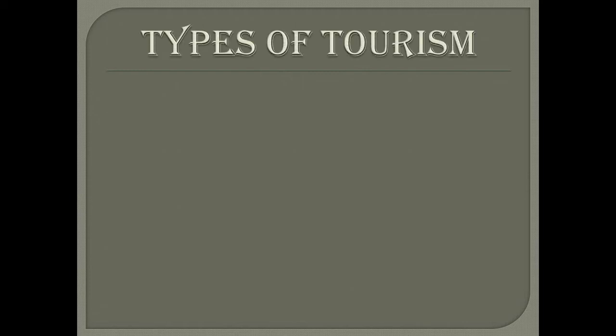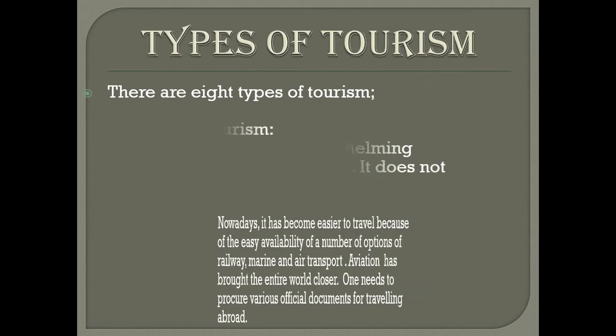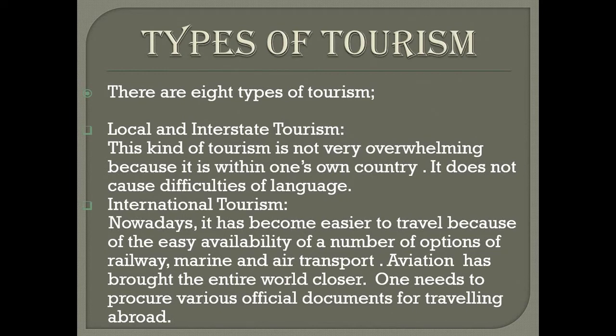Next we see types of tourism. There are 8 types of tourism. First is local and interstate tourism. Now, this kind of tourism is overwhelming because it is within our own country. It does not cause any difficulty of language. We can use our local Hindi if we go within the state or within the country.